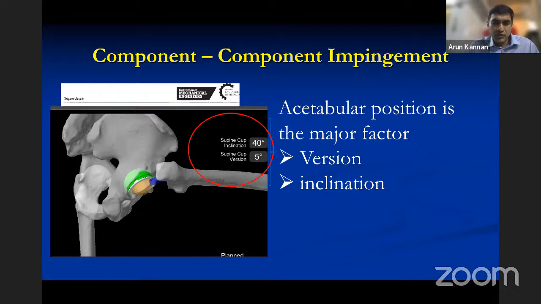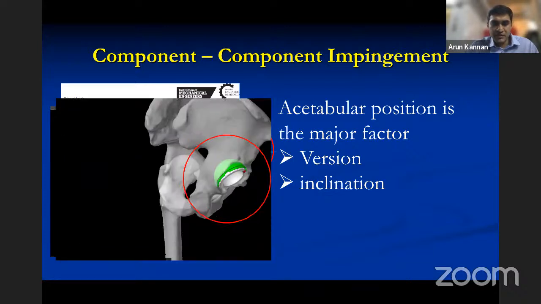So if you have a cup that is relatively retroverted, like a cup in 40-degree abduction and 5-degree version, when the femur goes into flexion and internal rotation, we'll see an impingement there, and that is often the cause of posterior dislocation.